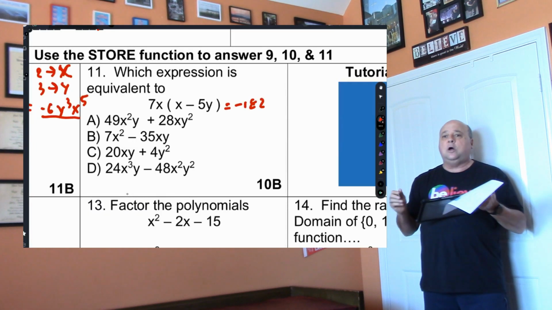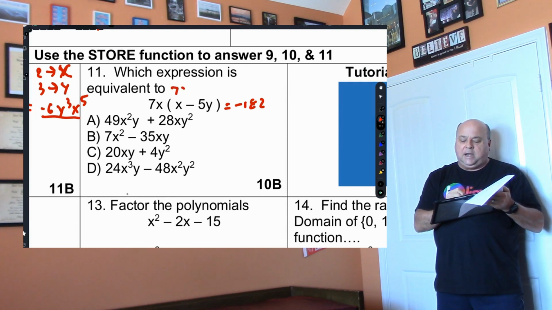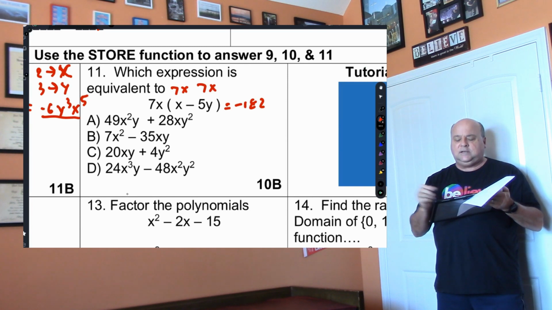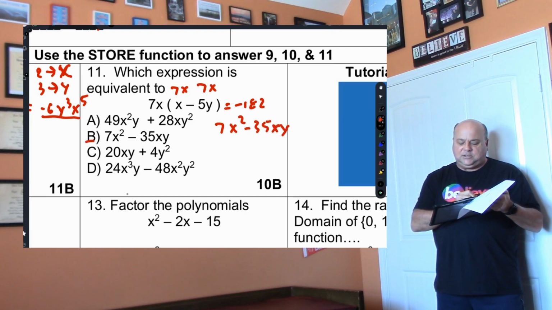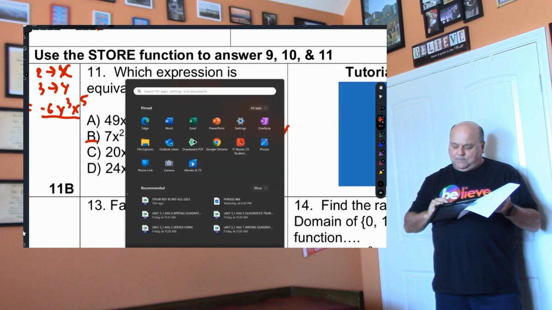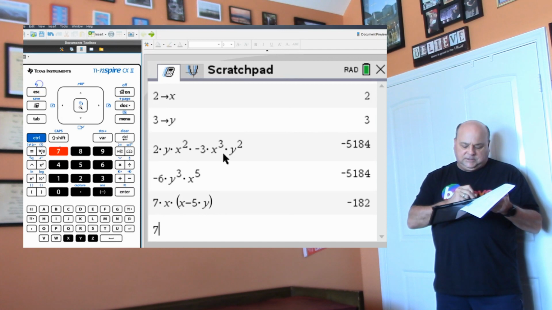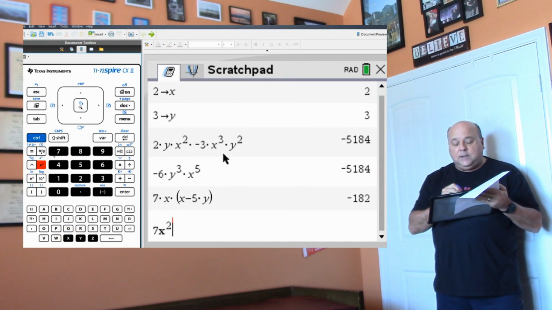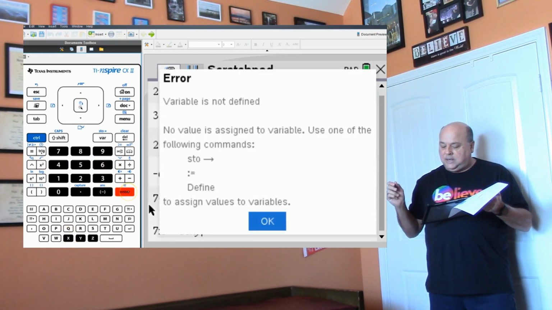We would just type in all those answer choices and try to get the negative 182. Going to do this manually. Distribute the 7x. This is going to be 7x squared. 7 times negative 5 is minus 35, then an x and a y. That matches up to b, doesn't it? So if I type in b, b is what? 7x squared, and then minus 35xy. And I should get the negative 182.